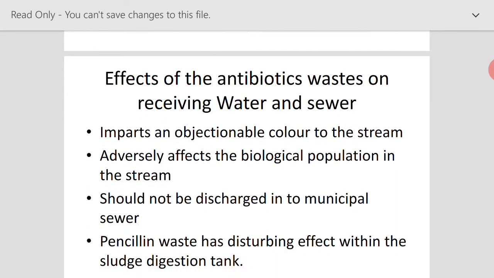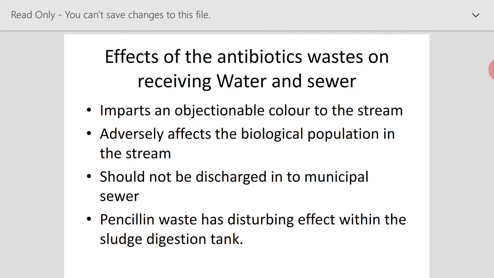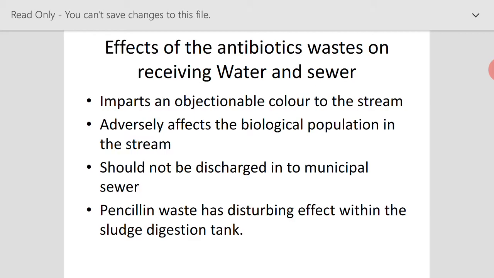So what is the effect of antibiotic waste alone when it is discharged into a river stream or into a sewer? Normally, antibiotic drugs, as we know, consist of bacterial matter. So it will impart an objectionable color to the stream, as well as affect the biological population in the stream because of the development of bacteria for the growth of the culture, which is necessary for the preparation of your medicines.